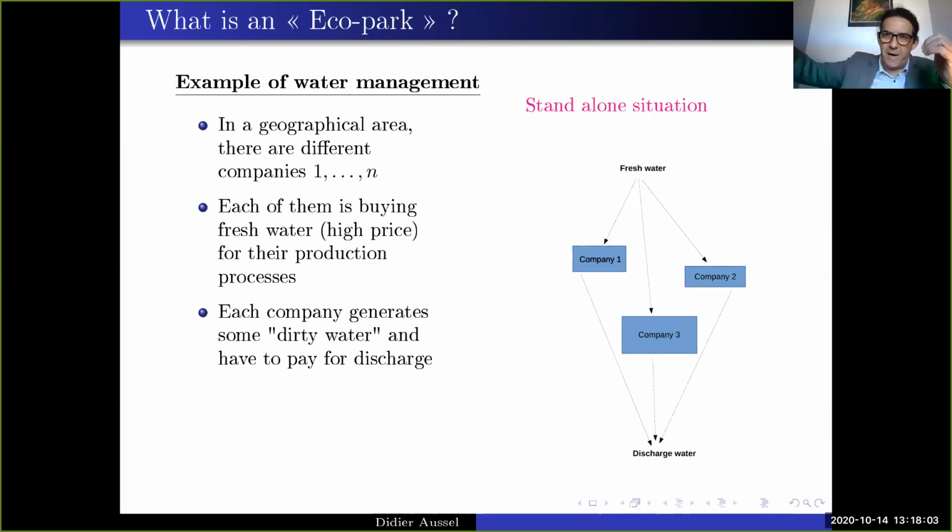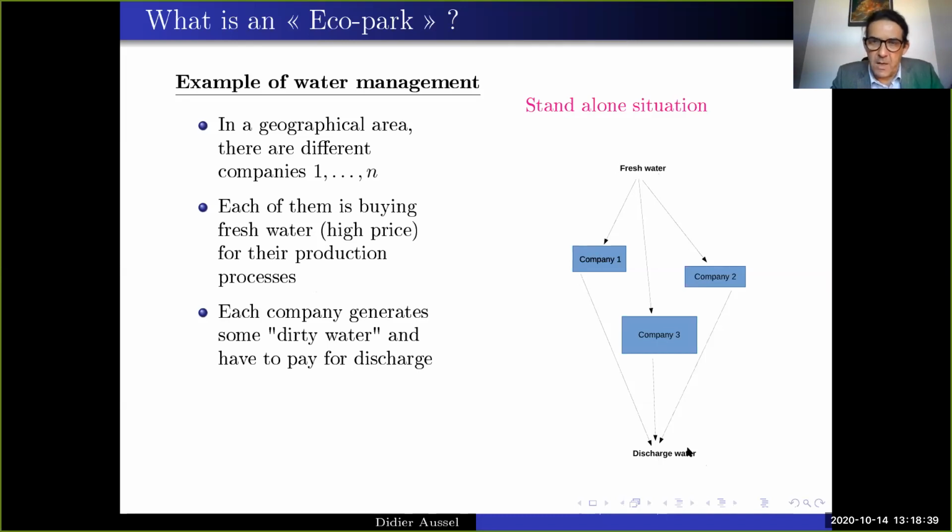So think about a paper factory. The paper factory needs to buy fresh water, process, and then dirty water gets out of the factory. So of course, this factory will pay quite a high price for buying fresh water and for rejecting dirty water. Okay, right. This is life. I mean, if they want to produce, they have to use water and they have to pay for the discharge. So you have fresh water here. It is distributed between the different companies, and the dirty water is going to the discharge point.